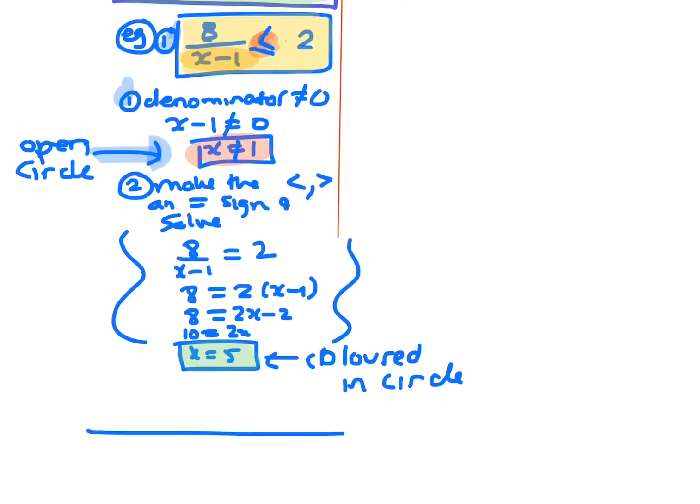So put it onto a number line, that's step 3. So what have we got? We've got 1, so go 0. 1 is an open circle. 2, 3, 4, and 5. That one's a closed circle.